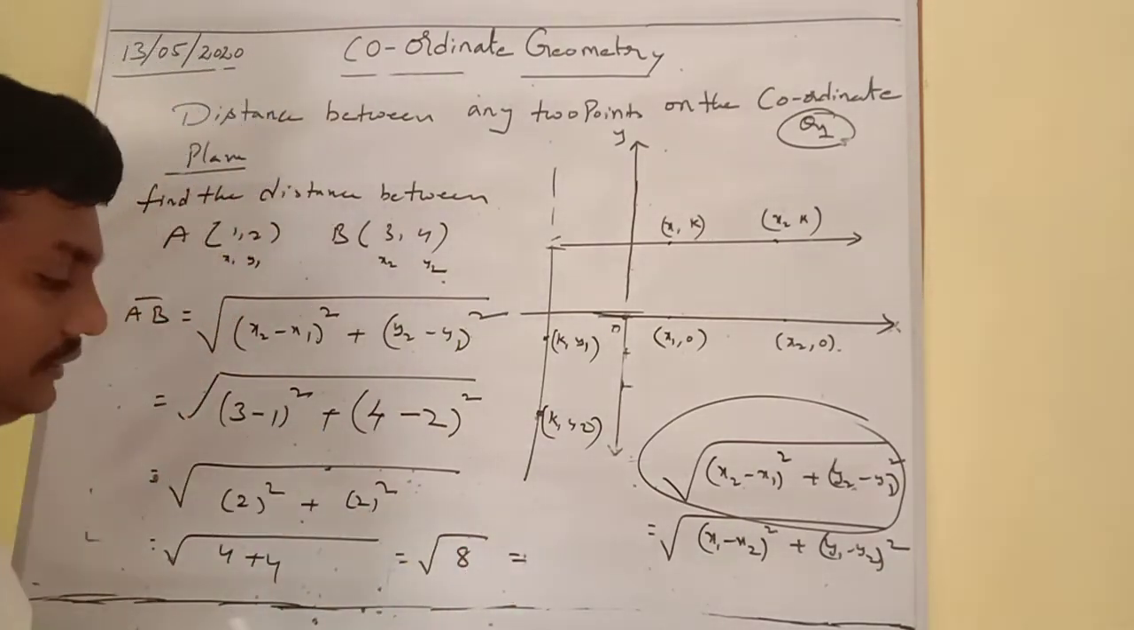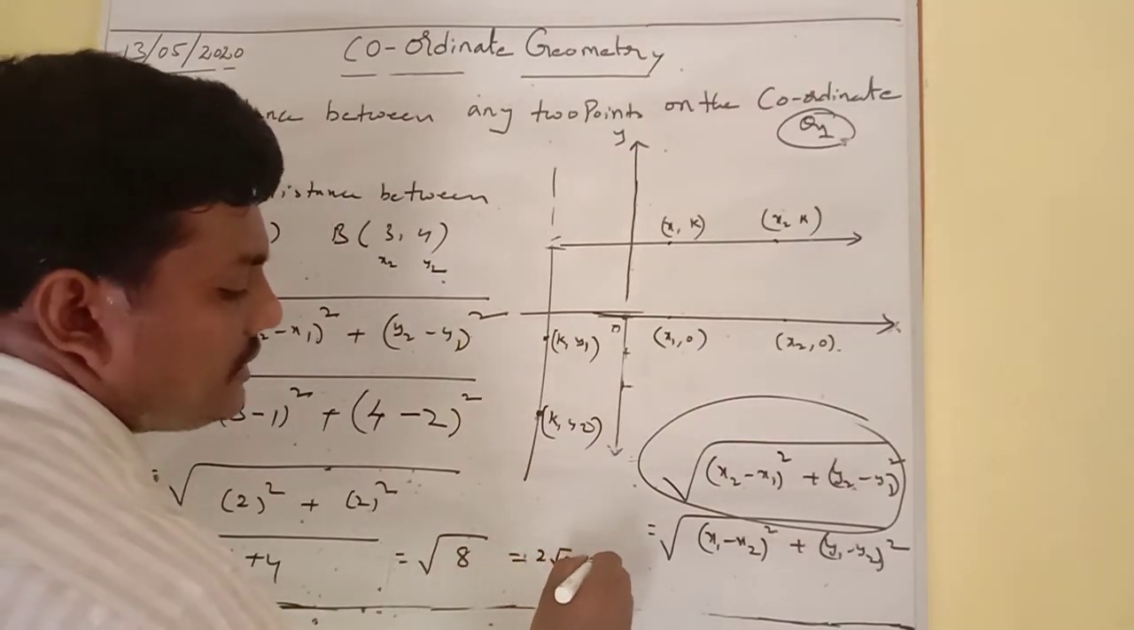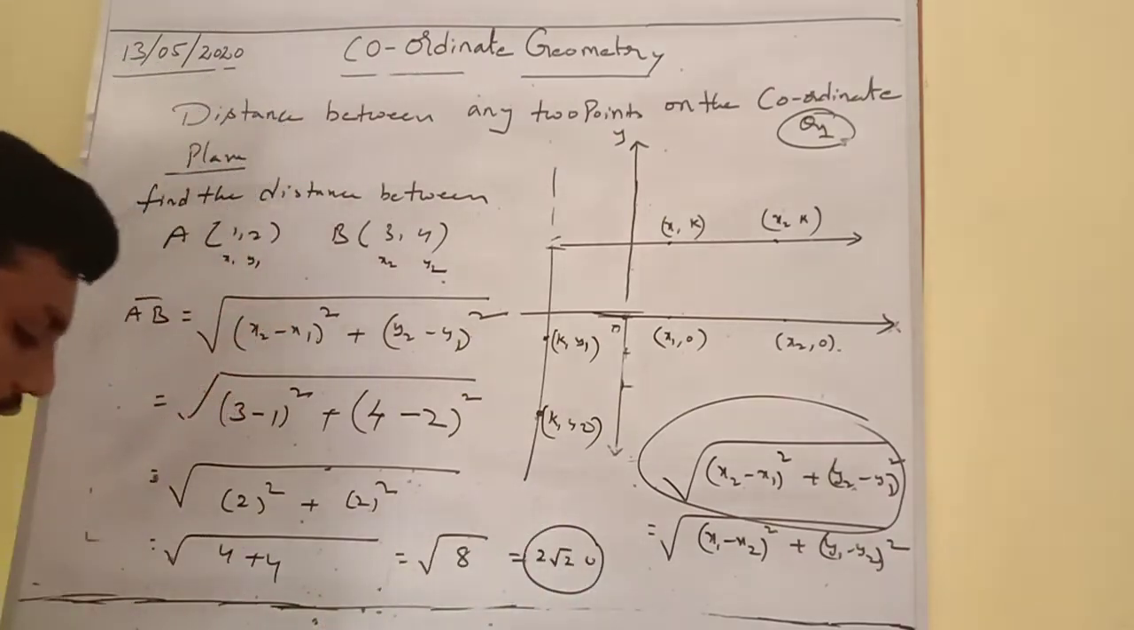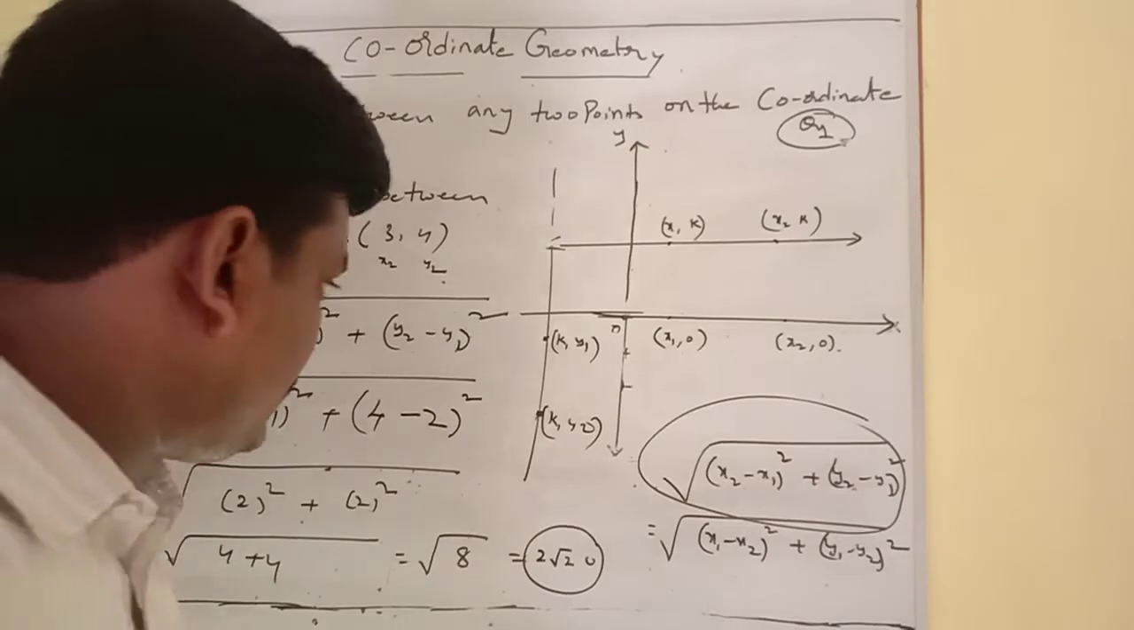Root 8 can be written as, 8 is 4 into 2, so that is 2 root 2 units. The distance between any two points A and B is 2 root 2 units.